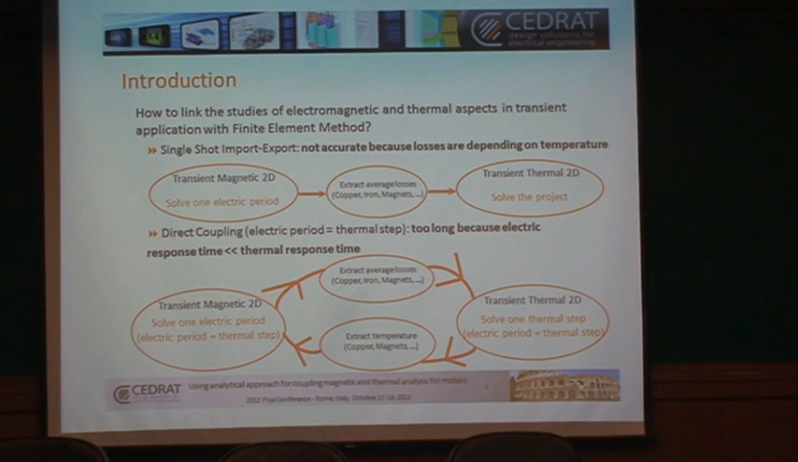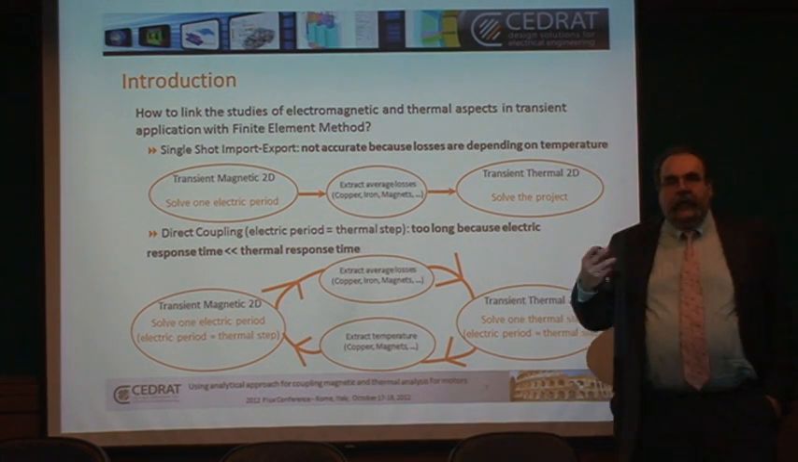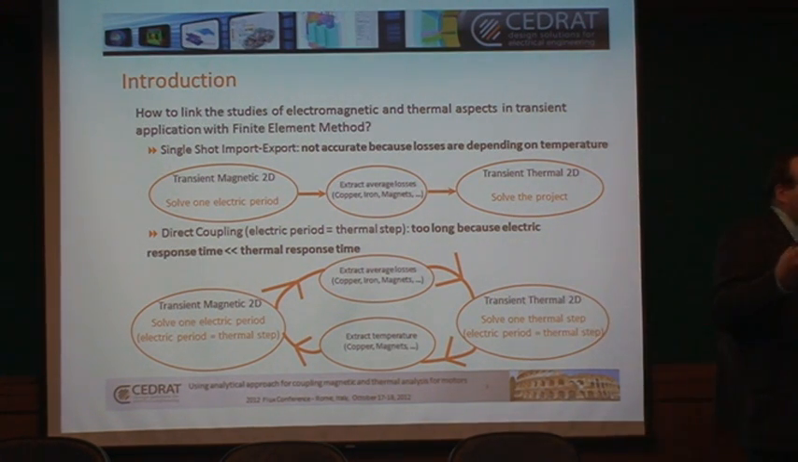You could also go with the direct coupling method, where the electric period drives the thermal state. Why? Because the thermal time constant is much larger than the electromagnetic one. So I need to do a lot of electromagnetic computation, but I don't need to do the thermal at each time step because the machine doesn't rise in temperature.